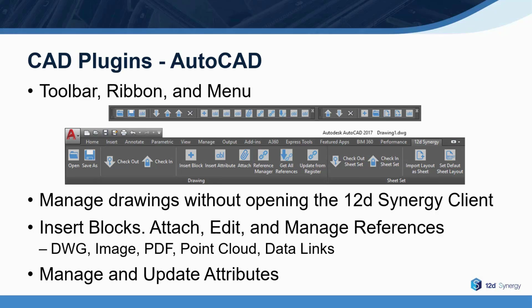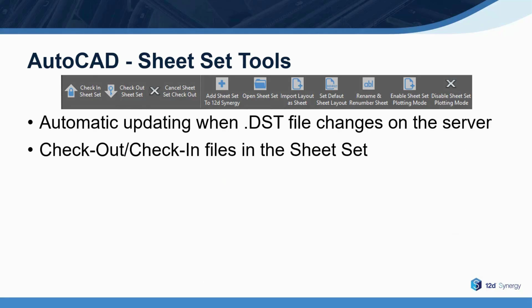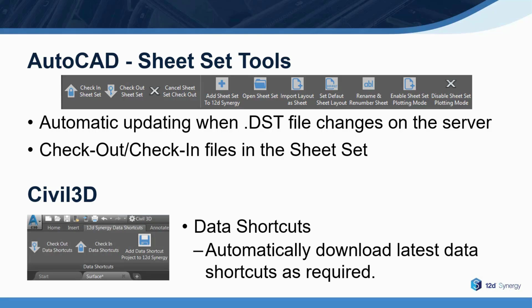And of course, it'll manage and update your attributes. In AutoCAD, you have the sheet set tools. So we get automatic updating when the .dst file changes on the server. 12D Synergy will check out and check in the files in the sheet set. For Civil3D, data shortcuts work. 12D Synergy will automatically download the latest data shortcuts as required.